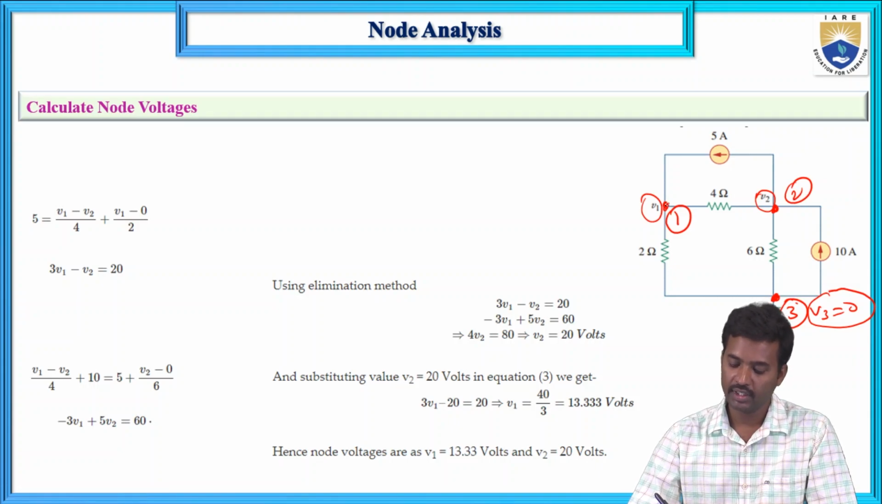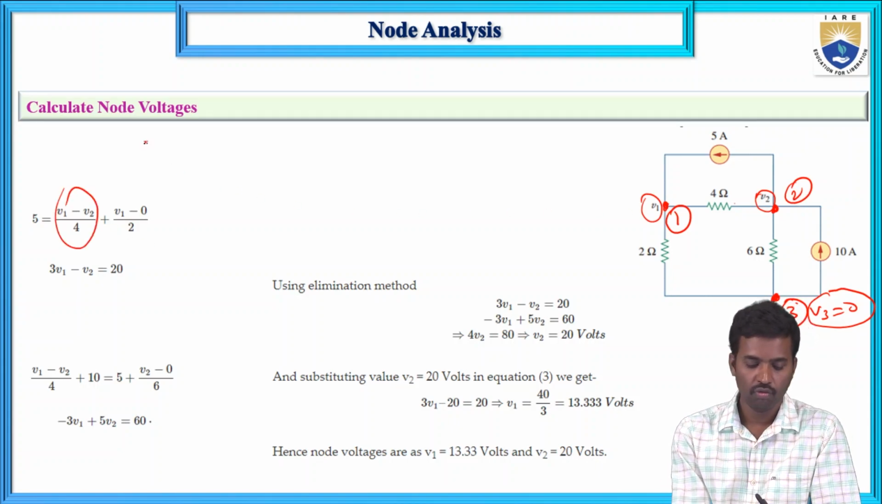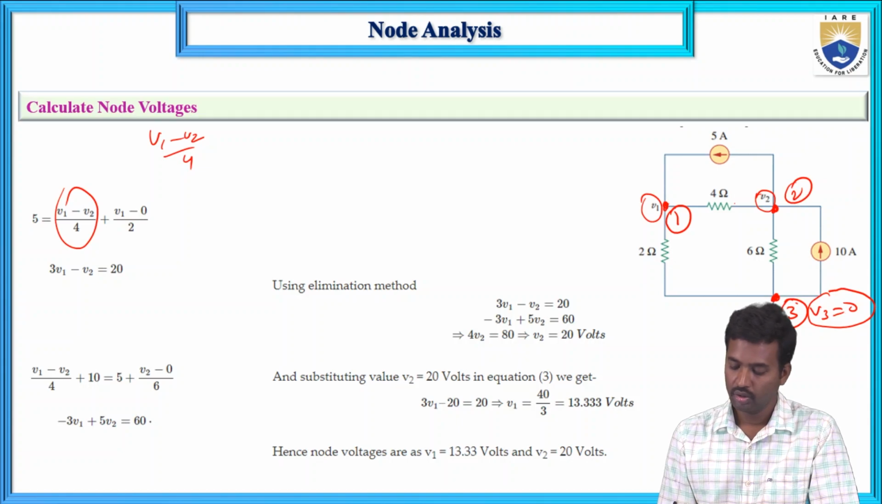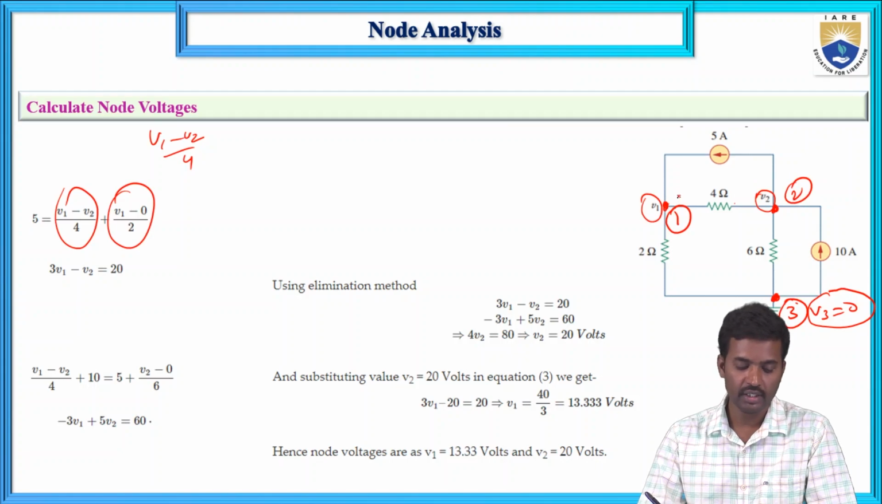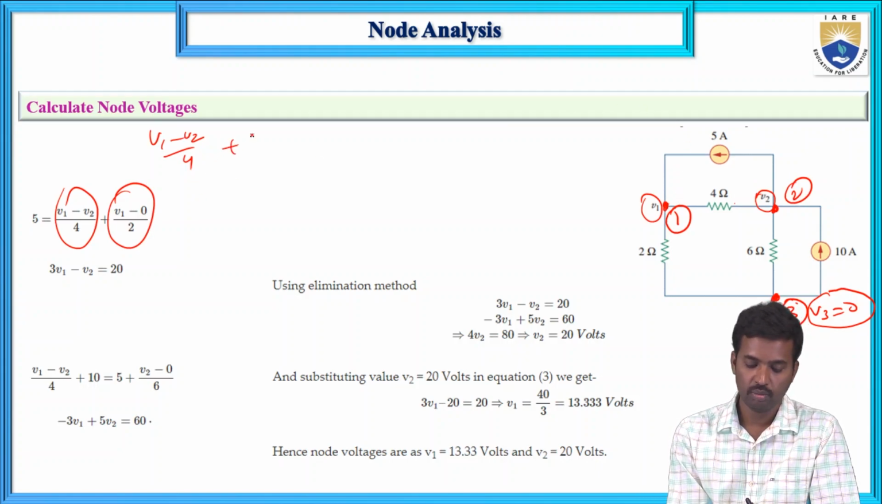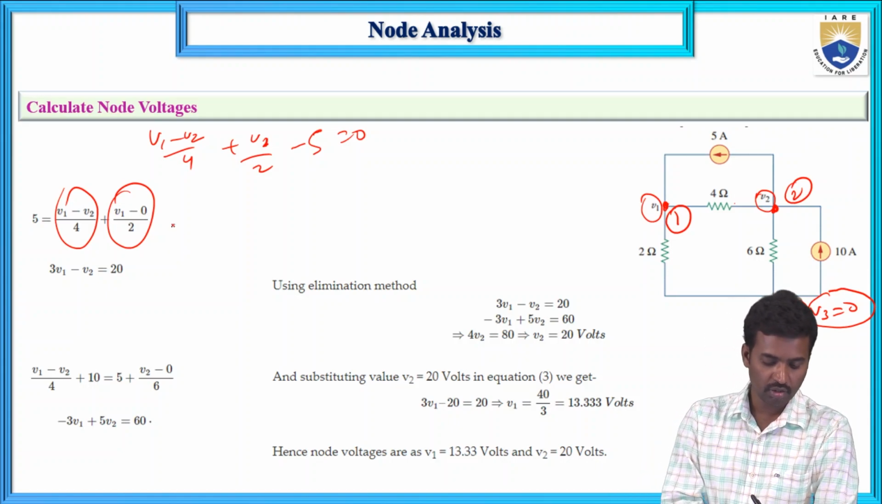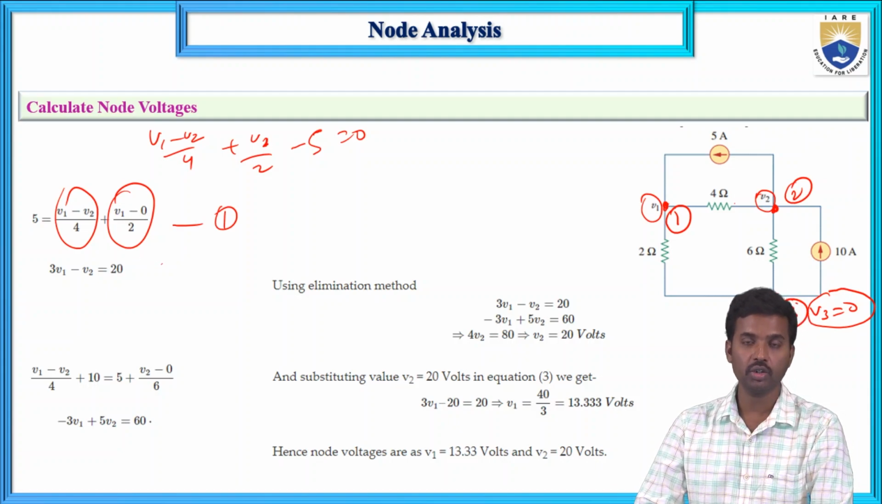Now if you apply KCL at this node: (V1 minus V2) by 4, and next (V1 minus V3, that value is 0) by 2, and this current is entering. LHS side minus, plus V1 minus 2 and minus 5 equals 0. Entering current LHS side minus 5 and RHS side plus 5. This is equation number 1. So the simplified equation is 3V1 minus V2 equals 20.